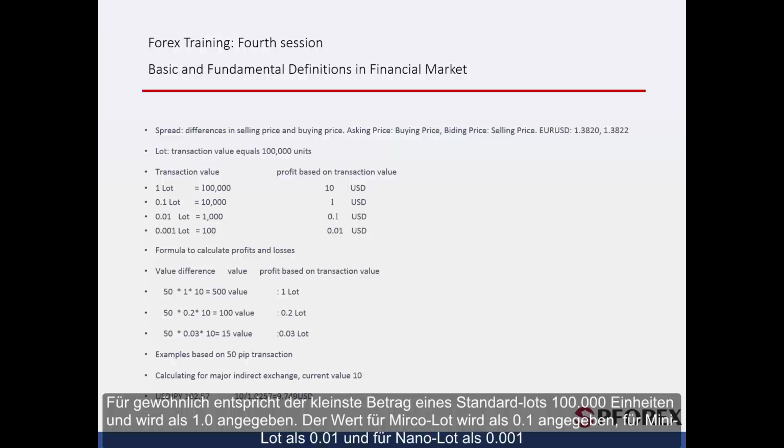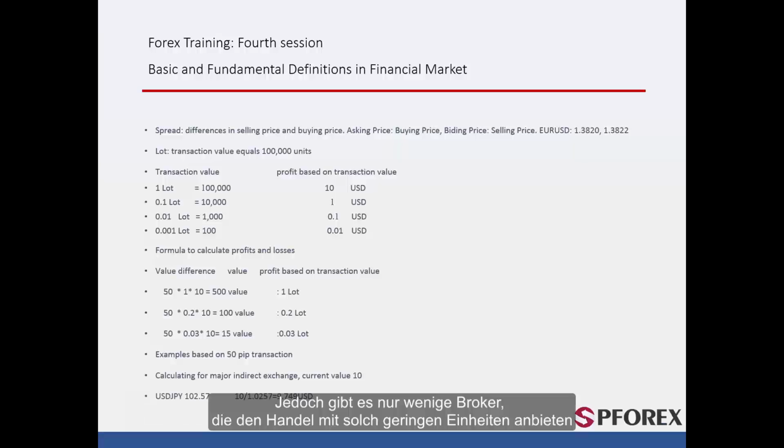Usually, the lowest amount traded in standard accounts is 0.1, in a micro account, while in mini accounts it is 0.01, and in nano accounts it is 0.001. However, there are very limited numbers of brokers who offer a trade for such a low amount.